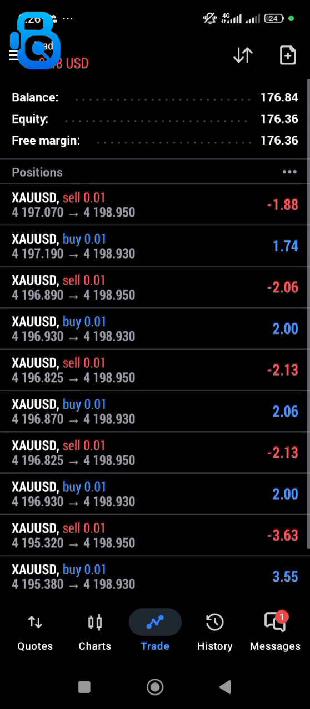The account management strategy I use is: if your account size is $100, the lot size you use should be 0.01 for your 10 positions. If your account size is $200, the lot size is 0.02 for your 10 positions. If your account size is $300, the lot size should be 0.03 for the 10 positions, 5 buy, 5 sell.